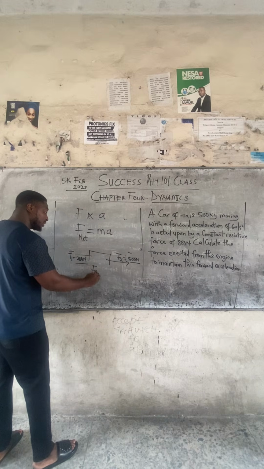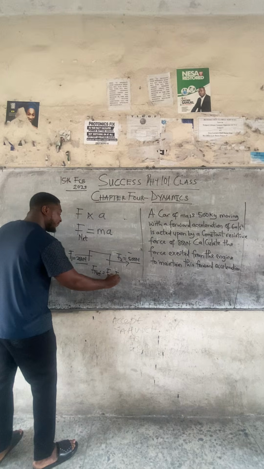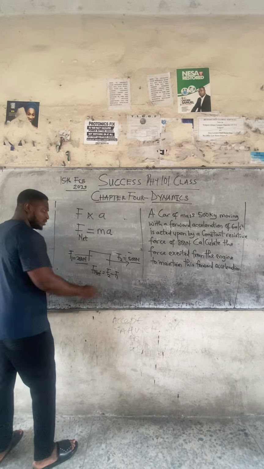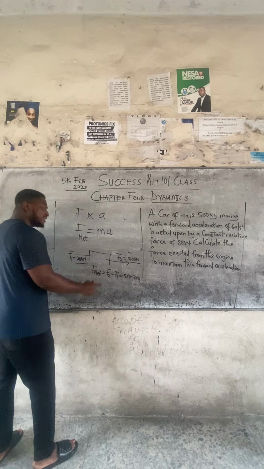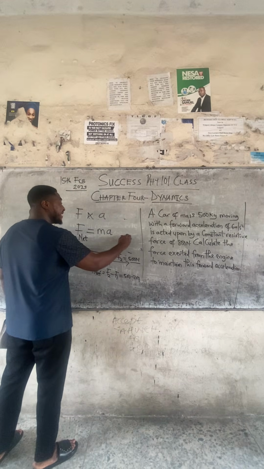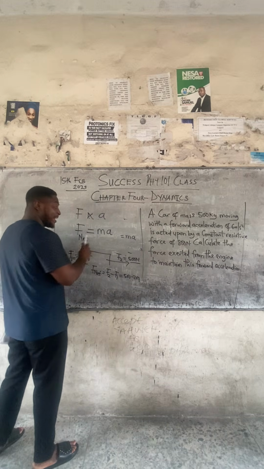A net force is what? The net force is the bigger force, F2, minus the smaller force, F1, which is 500 minus 200. That is equal to mass times acceleration. It is the net force that is equal to MA.